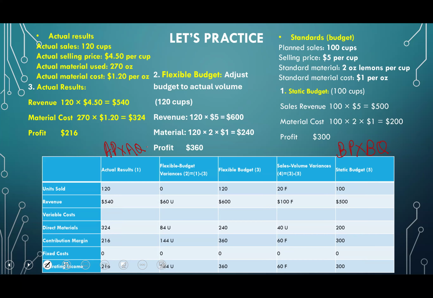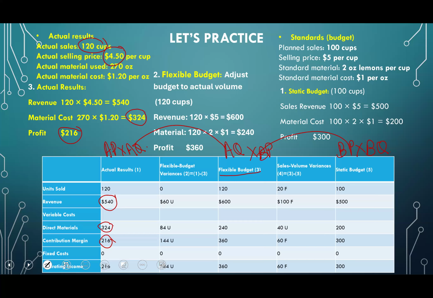Okay, so what is happening? I took actual quantity and multiplied it by my revenue per cup. Similarly, I got the raw material cost here. My contribution margin, as I just said, and my profit are both the same numbers because I have no fixed cost. Now, I make the flexible budget column where I borrow the actual quantity from here, but I borrow the budgeted prices from here.